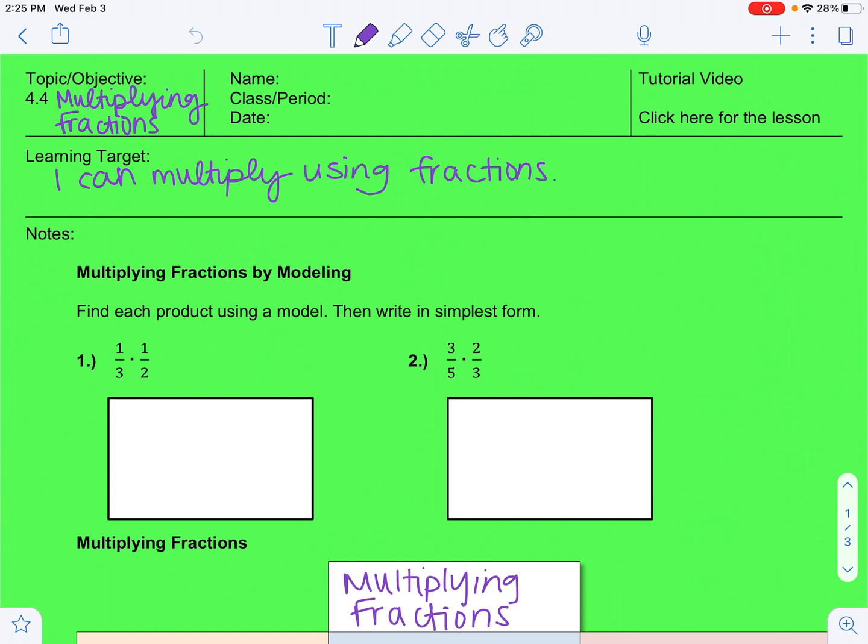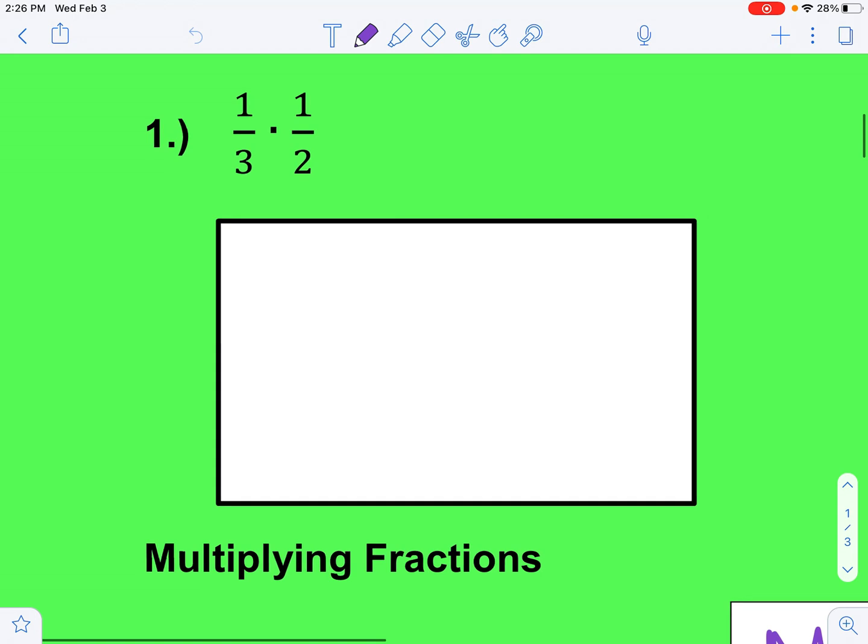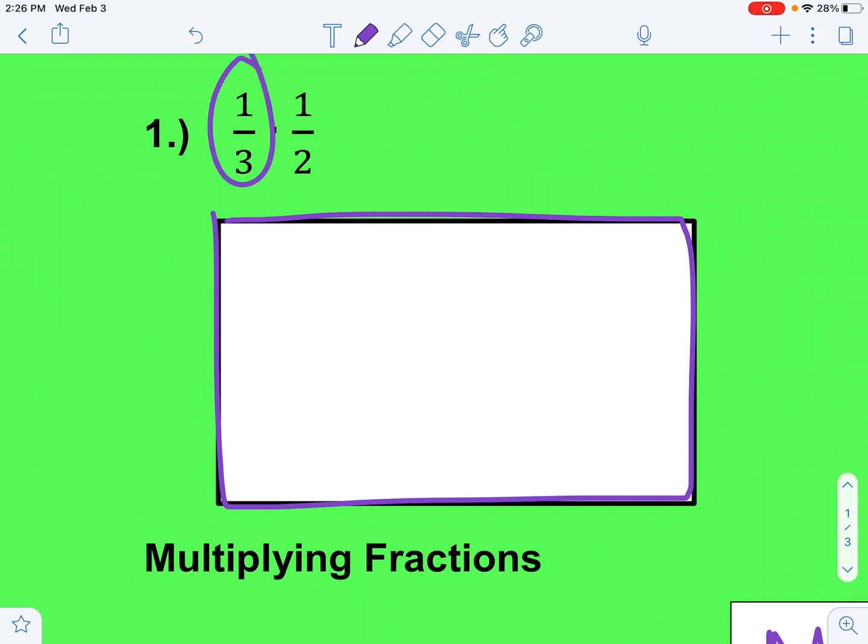We are going to work on two examples of how to multiply fractions by modeling. Alright, so our first one is 1/3 times 1/2. So here's what we want to do. We're going to pretend this is our box. Okay, we're going to divide this up into thirds. Our first number is 1/3. So pick a color and let's split this up into thirds.